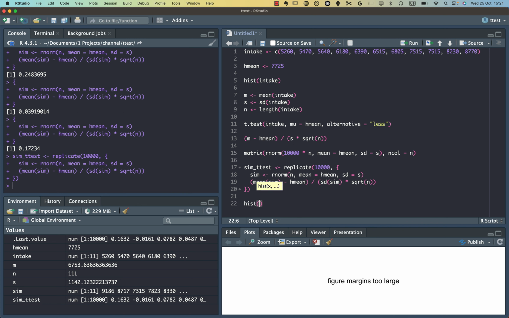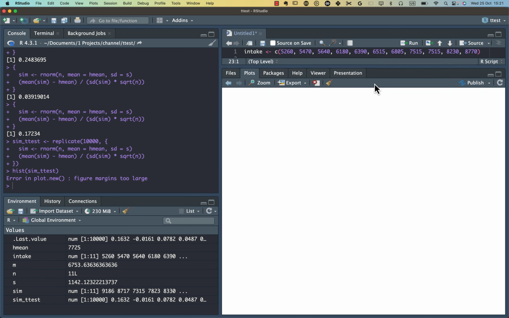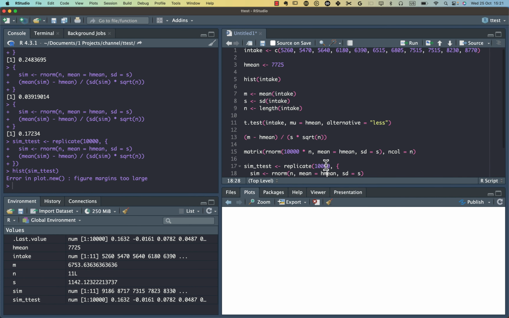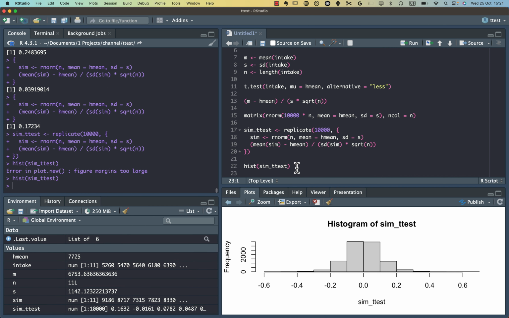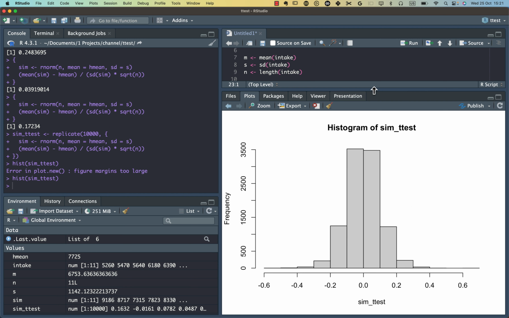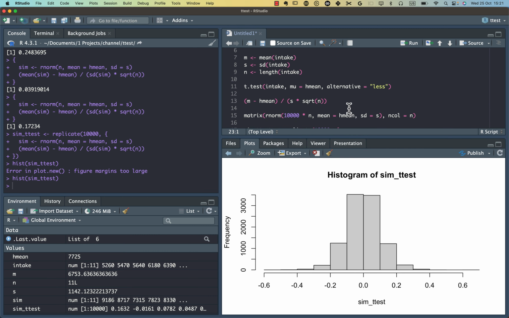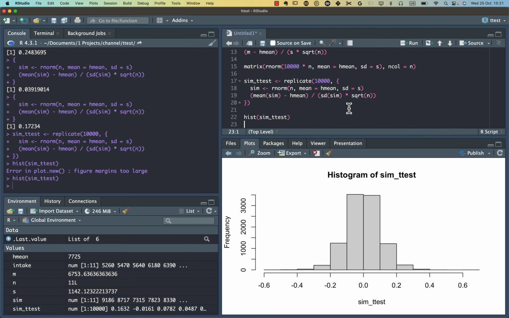If you were to plot it, what do we see here? There you go. So you see this distribution here, and this is not a normal distribution. This is a t distribution. So these are the values that are drawn from this distribution, assuming that the null hypothesis is correct.